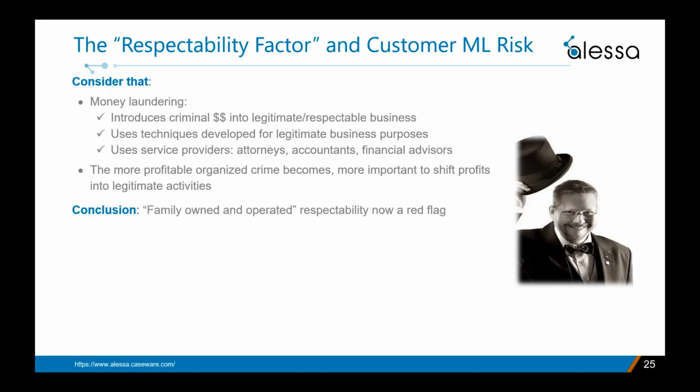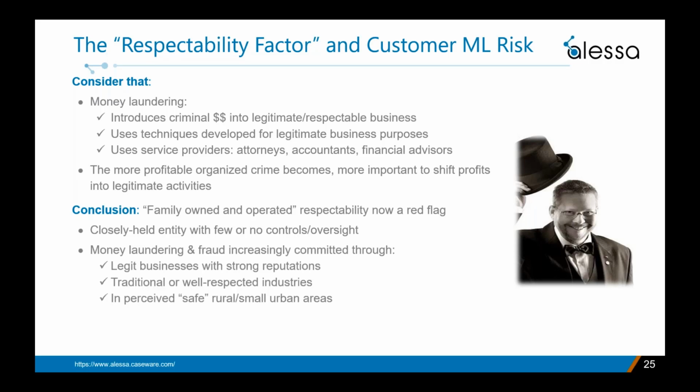Throughout my years in AML compliance, I came to a conclusion that the quote unquote family owned and operated gold standard of respectability can actually be a red flag for a financial institution. In other words, it often represents a closely held entity where there may be little to no controls or oversight of the business's financial dealings. And what I believe this means for a financial institution is that a business customer's respectability factor can no longer be a mitigating factor in a customer's money laundering risk assessment.